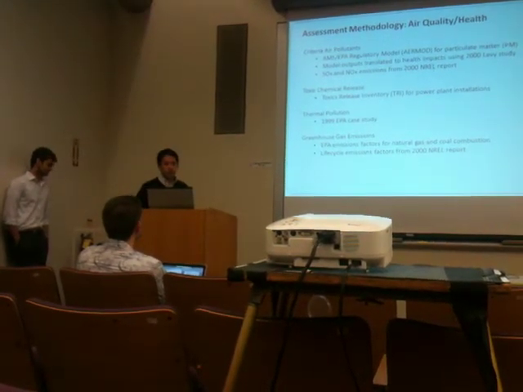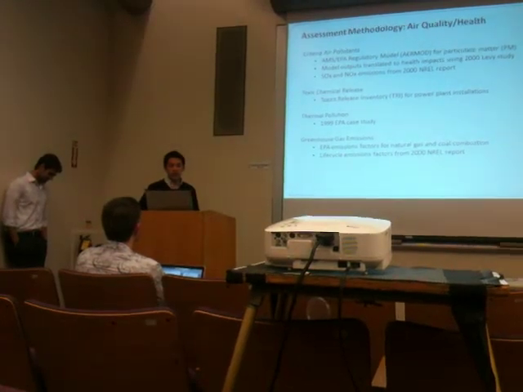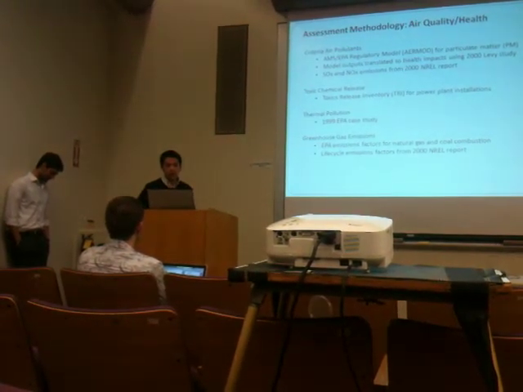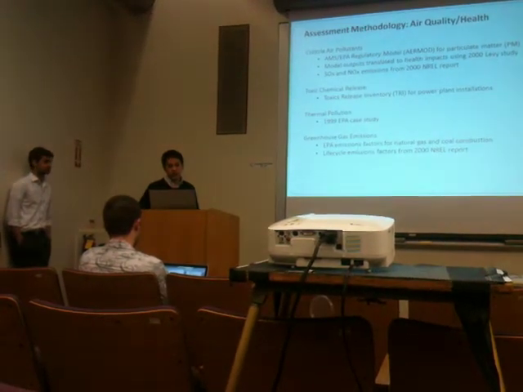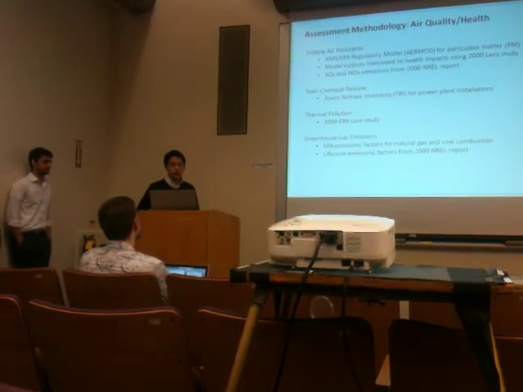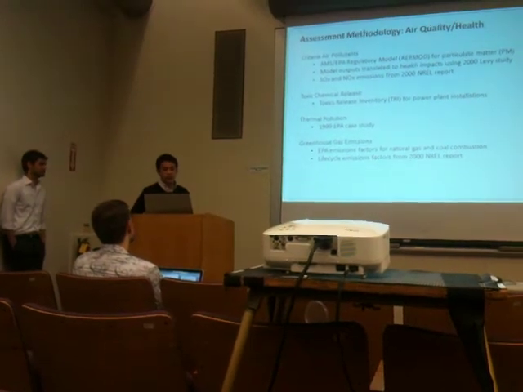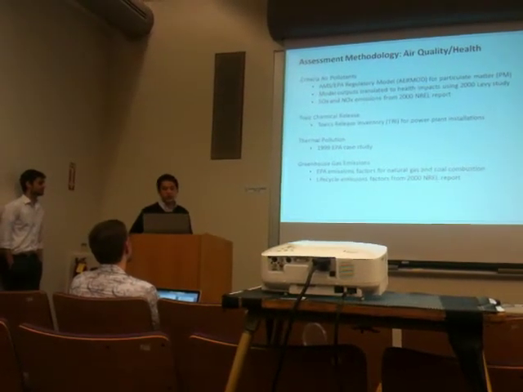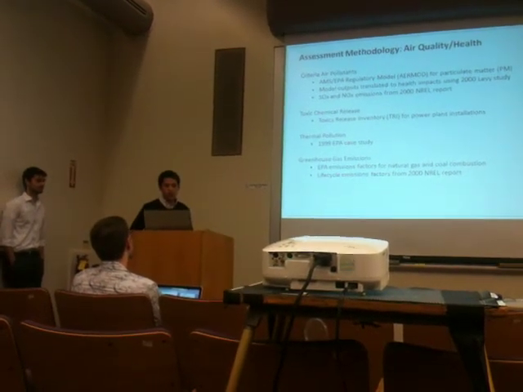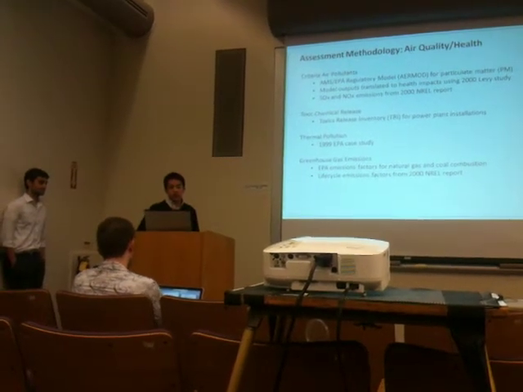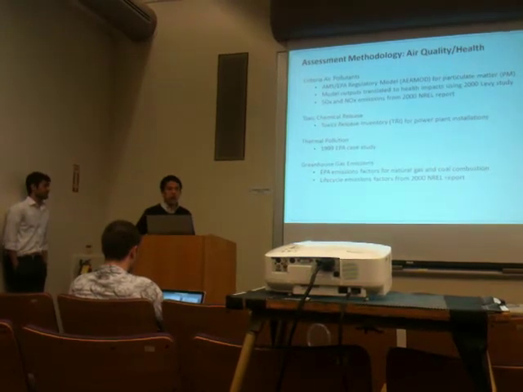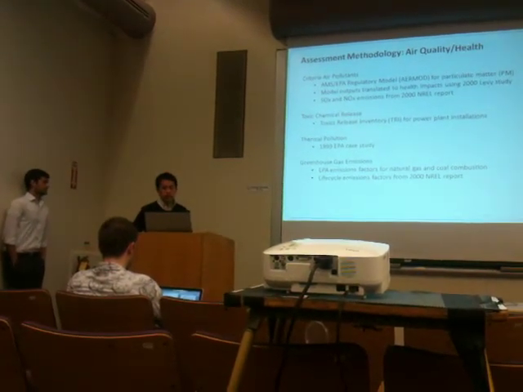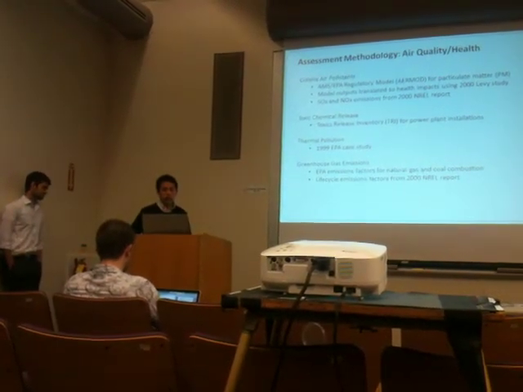For toxic chemicals, we estimated the impacts using EPA's toxic release inventories for burning of coal and natural gas. To look at thermal pollution effects, we also looked at a 1999 EPA case study of Brayton Point. Finally, for greenhouse gas emissions, we used EPA emissions factors for natural gas and coal combustion, and to estimate life cycle emissions, we used emissions factors from the same 2000 report.